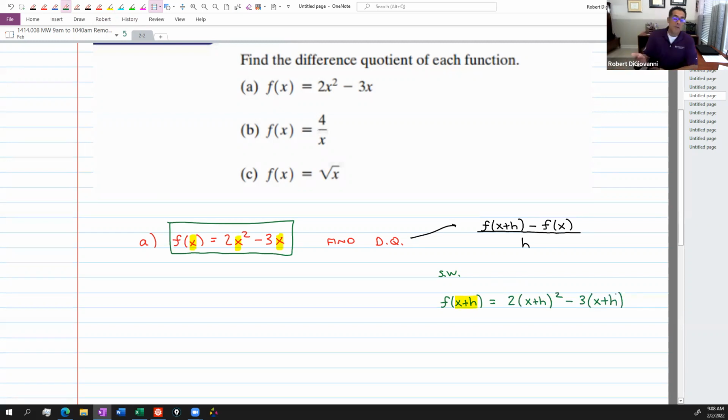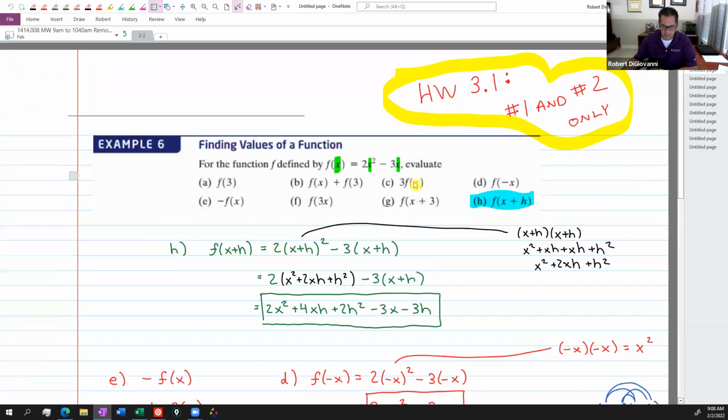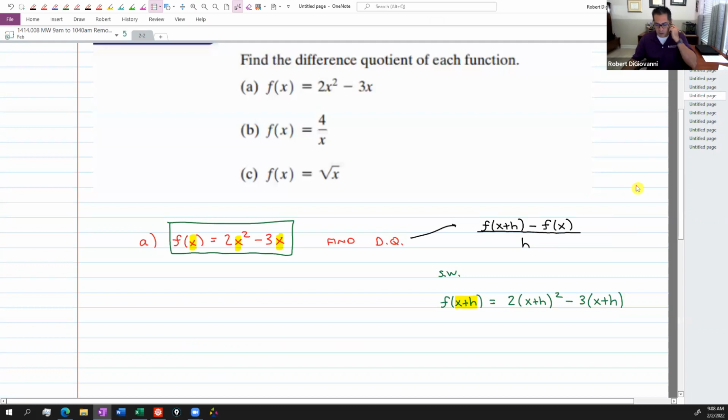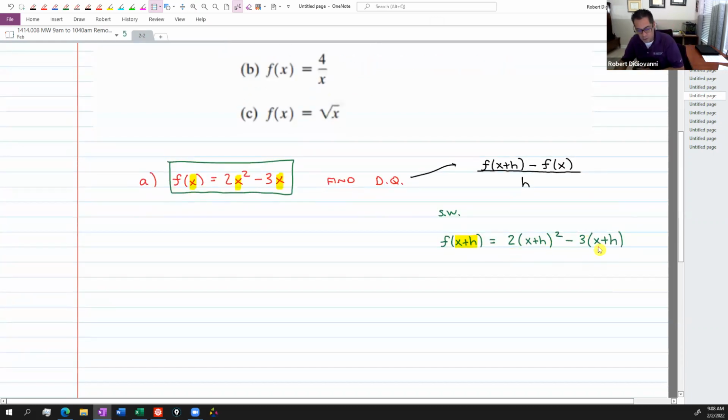Now, I gave you an opportunity at the end of class last time to do that. You actually did this problem. You plugged x plus h into an example. It was this one right here. I let you do that, and then I worked it out here on this page. So this is actually the same problem, isn't it? We did this last time, but I'm going to act like we didn't. I'm just going to work this out.